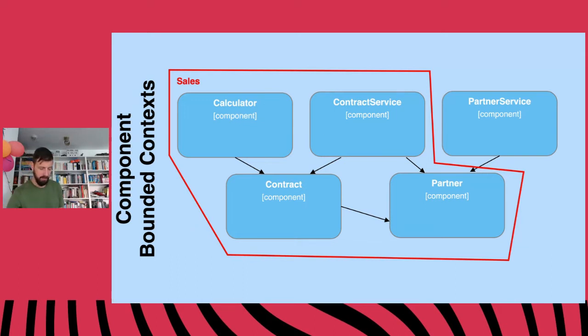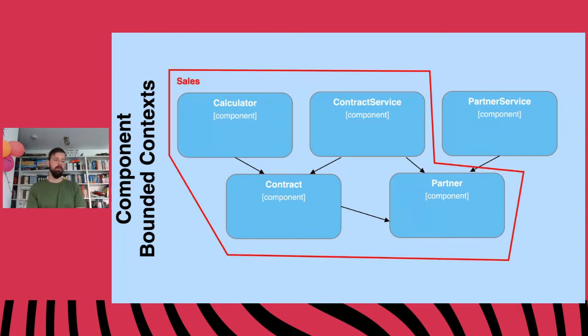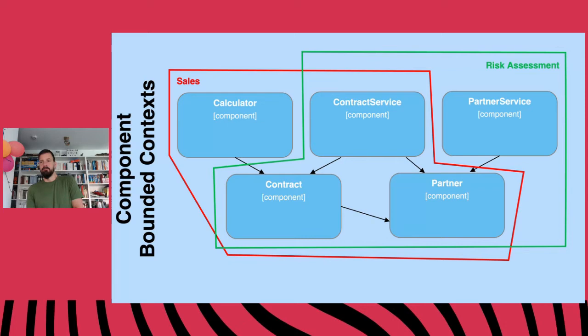Maybe I go back a slide again. So where do we find the boundaries in this system that we have already? So when we bring the knowledge that we found in our domain story together with this architecture, we can see, well, for sales, we need the calculator and the contract service and the contract and the partner. And for risk assessment, we need the partner service and also the contract service and the contract and the partner.